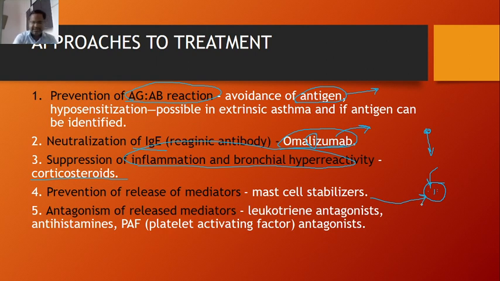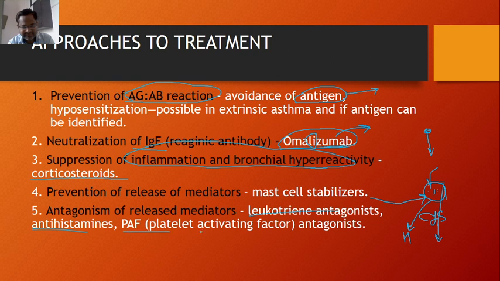Then leukotriene receptor antagonist. You know that leukotriene, cysteinyl leukotriene, is an inflammatory mediator which acts on its receptor and causes bronchoconstriction, and hence you can use the leukotriene antagonists montelukast and zafirlukast. Antihistamine you can use, because histamine also is released from the mast cell, so to prevent histamine acting on the histamine receptor, you can use its antagonist.